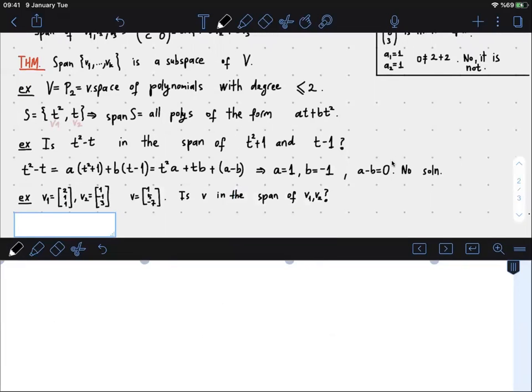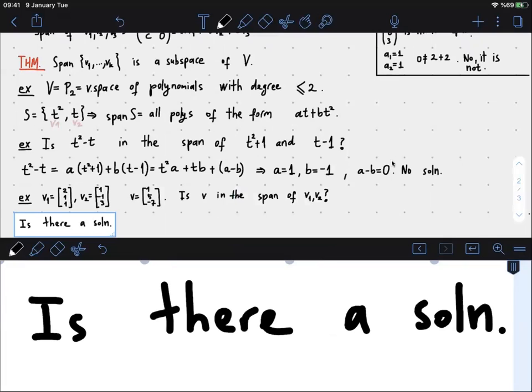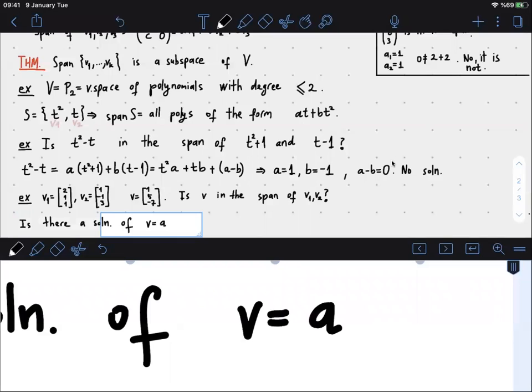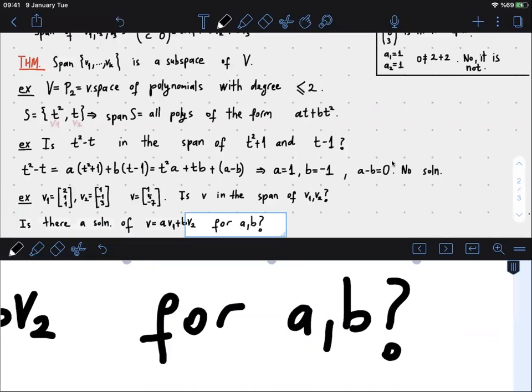Let's look at it. First of all, what does it mean to be in the span? The question is this: is there a solution of v equals a v1 plus b v2? Whether I can solve the system for a and b. Here a and b are scalars. So this is really the question.